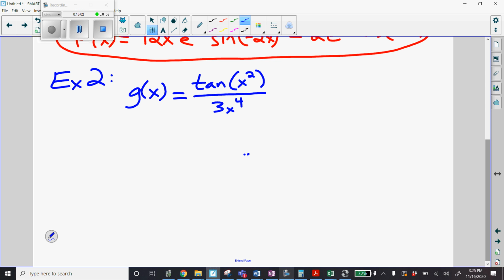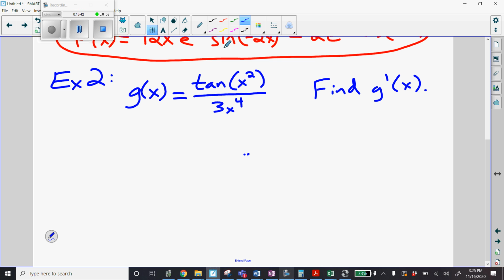So let's say g of x equals tangent of x squared over 3x to the fourth. Now when we look at this, and if the question is to find g prime of x, just by looking at this thing, we should recognize that this is a quotient rule problem. But this tangent of x squared up here, to do the derivative of this top part, I have to use the chain rule here. Okay. This 3x to the fourth is just a simple power rule.